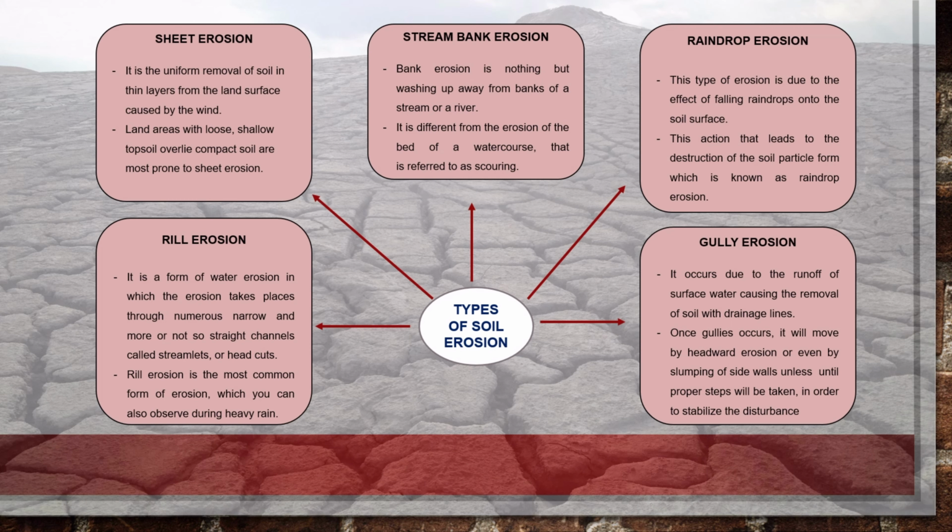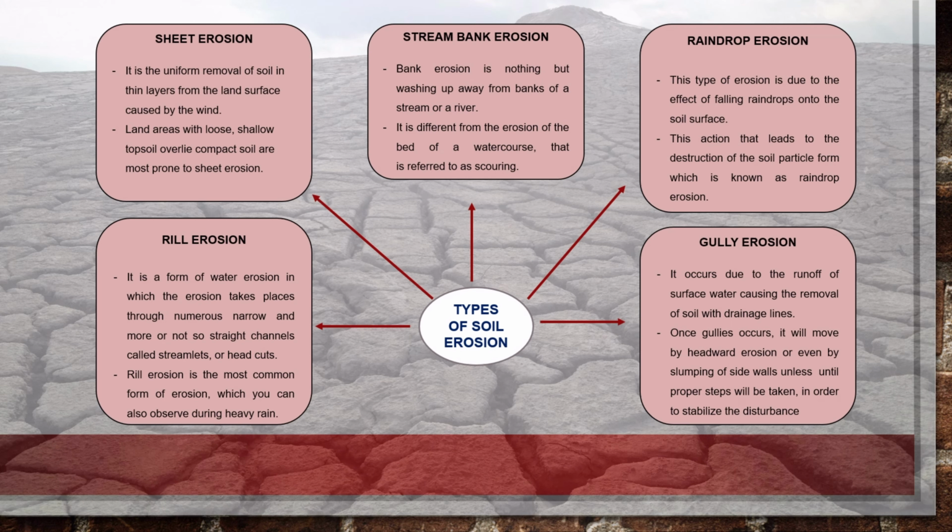Types of soil erosion. There are 5 types of soil erosion. First is rill erosion. It is a form of water erosion in which the erosion takes place through numerous narrow and more or less straight channels called streamlets or headcuts. Rill erosion is the most common form of erosion, which you can also observe during heavy rain.